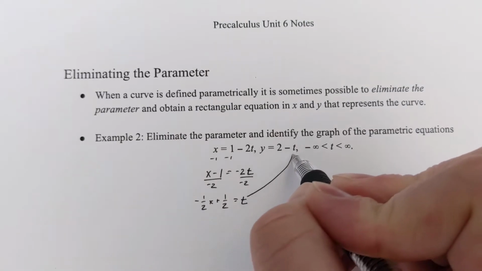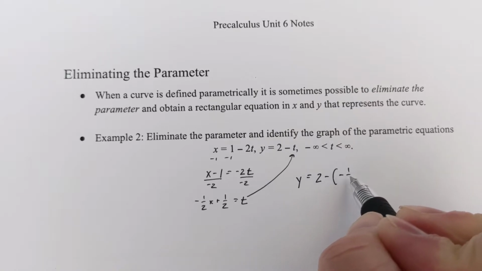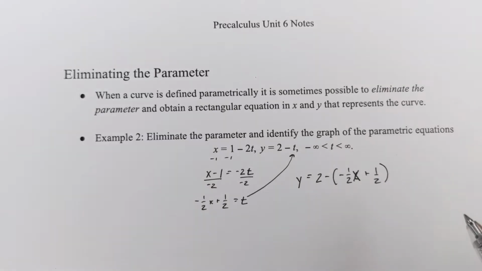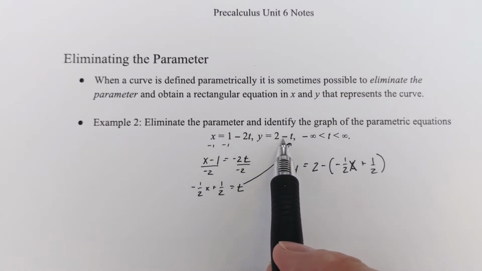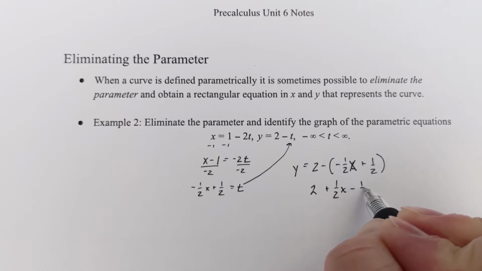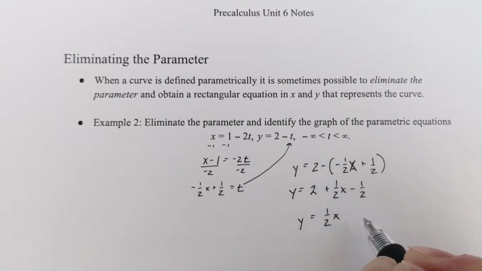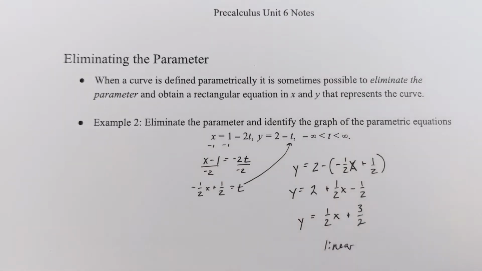And then this whole expression goes in for that t. So y equals 2 minus (-½x plus ½). Notice since I made a substitution, I put parentheses around it. That's just to keep myself clear and not to lose that negative sign. So 2 plus ½x minus ½. So y equals ½x plus 3/2. This is a straight line, or a linear equation, mx plus b.